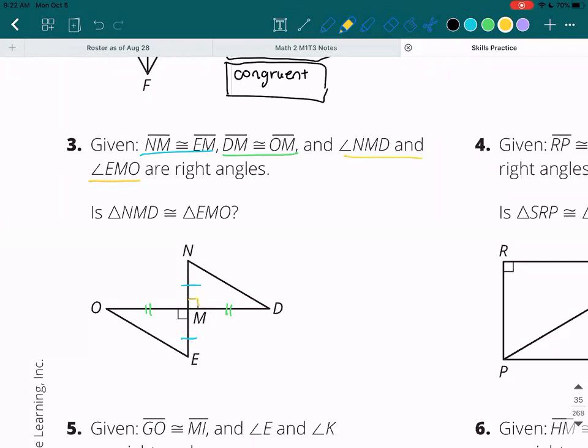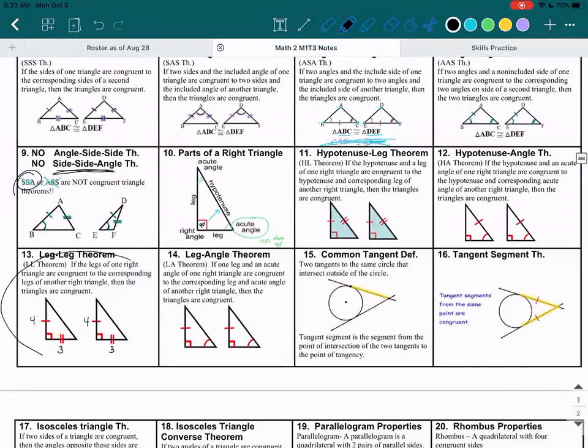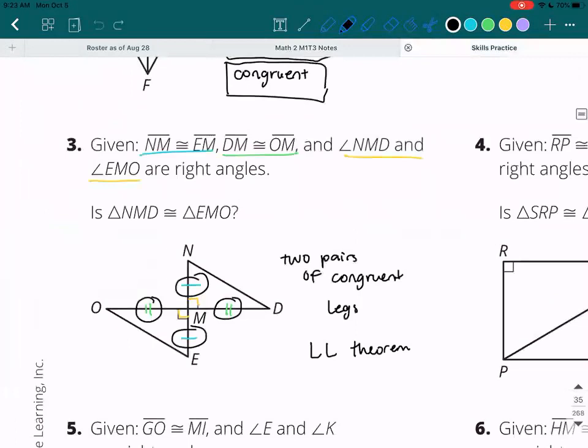So that's right here. Okay, so when we look at these theorems, we ignore the right angle because we already know they are right triangles. We're going to see what other information they gave us. So they gave us that this leg is congruent and also that this leg is congruent. Two pairs of congruent legs. And so if you look at the notes, then you will see that there is the leg-leg theorem. Let me show you where it is really quickly. Leg-leg theorem's box 13. That theorem will show you that these two triangles are congruent.